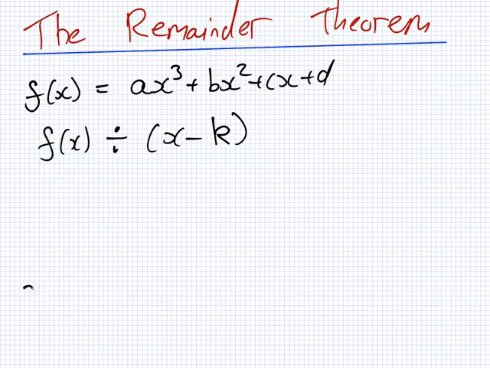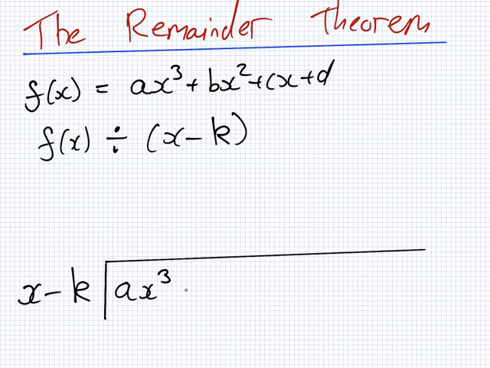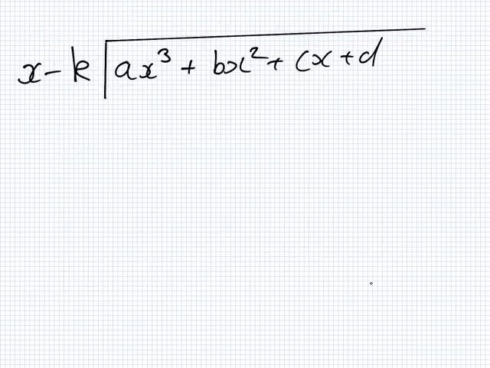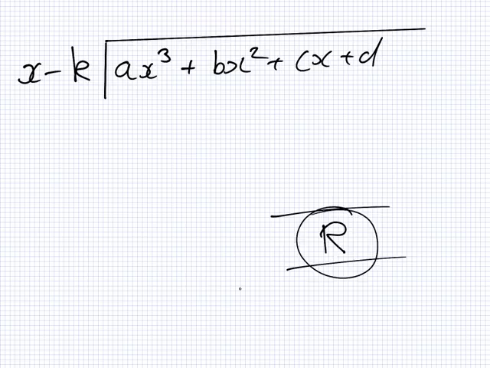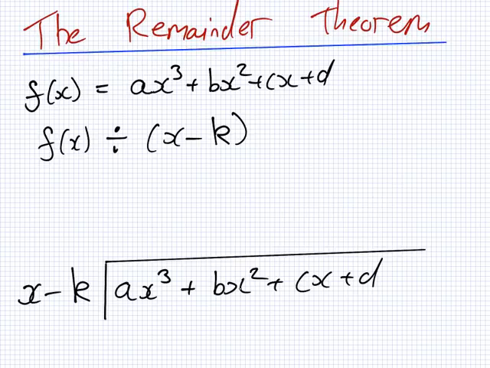So we have x minus k, whatever the k is, divided into some cubic, ax cubed plus bx squared plus cx plus d. So before I start, just to explain what we're trying to do: we're trying to end up with some formula down here for the remainder. Okay? Right, so can you write this down and we'll start the long division together then.